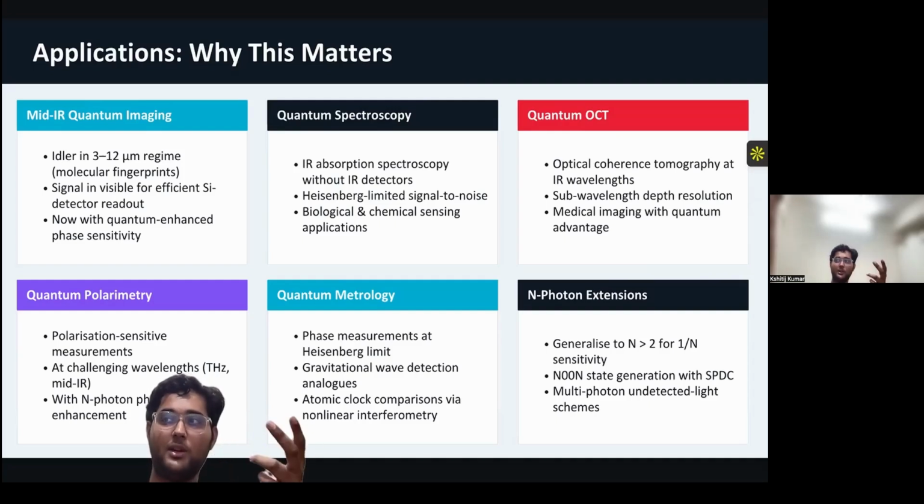Next, there is quantum metrology and the n photons extension. The Heisenberg limit is the fundamental bound on phase estimation. Reaching it with undetected probe photons is conceptually new, and the probe wavelength is now completely decoupled from the detection wavelength. And as n grows beyond 2, the sensitivity keeps on improving. So the core message is simple. This paper turns a fundamental physics demonstration into the foundation of a practical sensing technology roadmap.